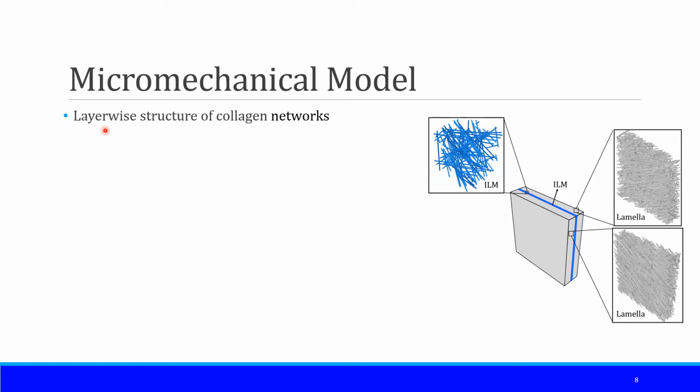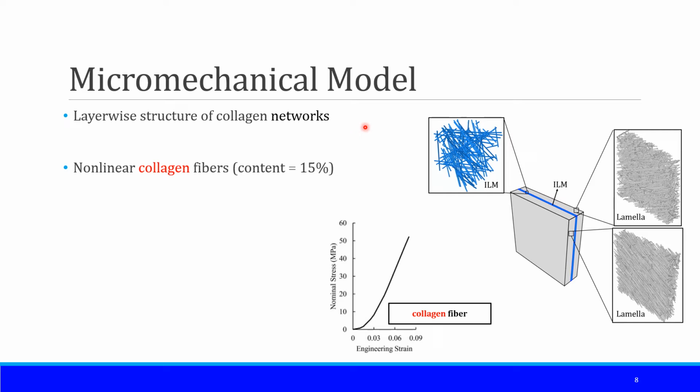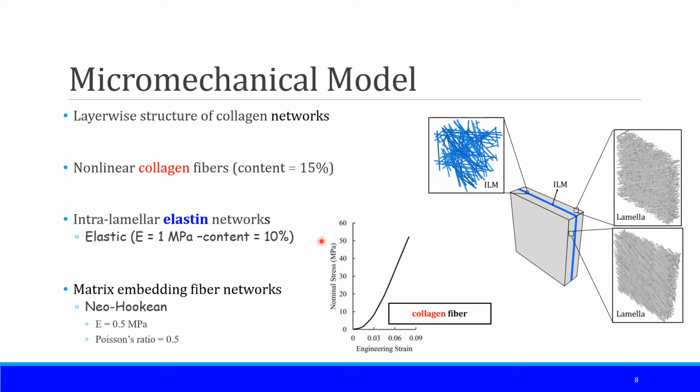The micromechanical model takes account of the layer-wise structure of collagen networks and the collagen fibers have nonlinear stress-strain response with a content of 15%. And also, it takes account of elastic fibers, which are in the interlaminar matrix. The elastic fibers have the modulus of 1 megapascal. This 1 megapascal comes from micromechanical tests of single elastic fibers, and the content of elastic fibers was set at 10%. The fibers were simulated as truss elements, and they were embedded in a Hookean matrix.